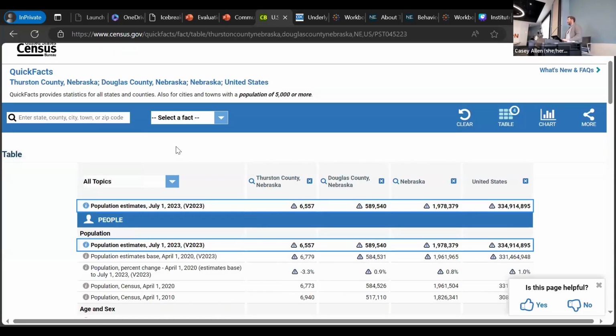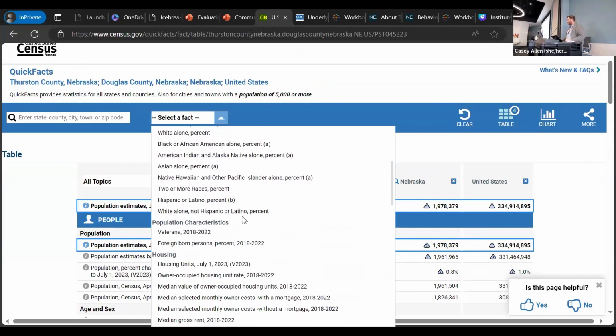Now, Thurston County is a county in the northeast portion of the state, and this is home to the Omaha and the Winnebago tribes. So let's go ahead and select a different fact.